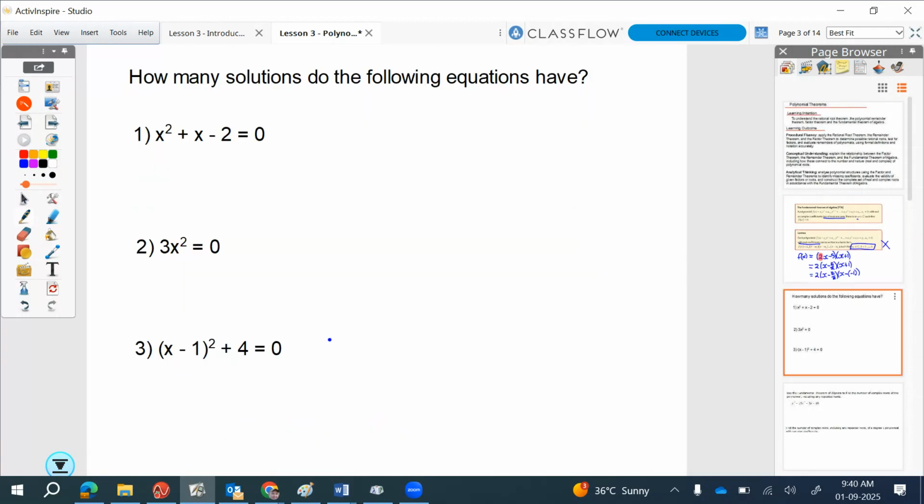So, discuss with the person next to you this question. How many solutions do these equations have?